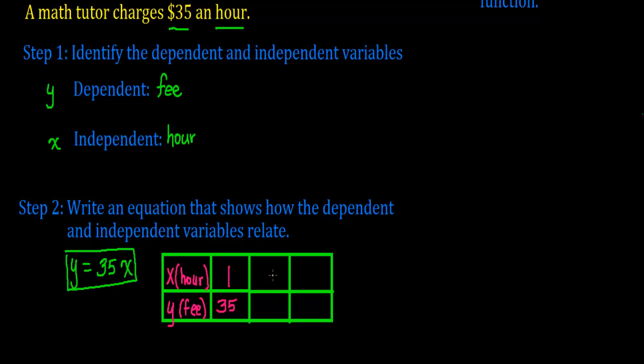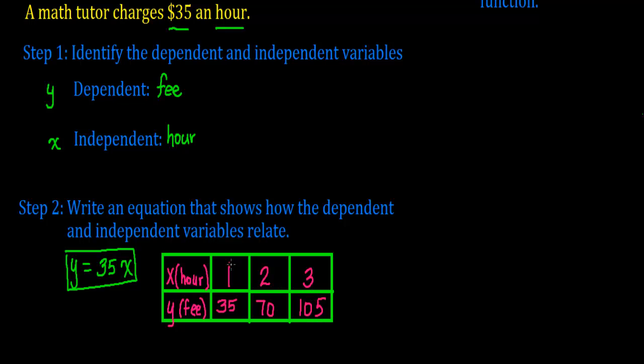How about if the person works or tutors for 2 hours? Well, then it would be 2 times 35, which is $70. That would be the fee. How about if the math tutor tutors for 3 hours? Then how much would the fee be? Well, if it's $35 an hour, then that would be 3 times 35, which gives you $105. That would be the fee for tutoring for 3 hours.